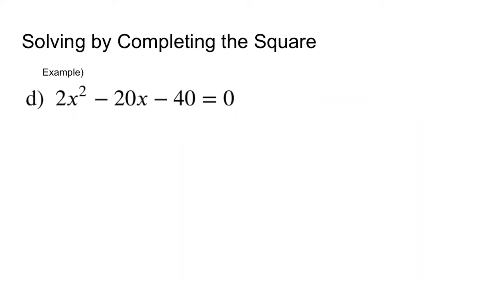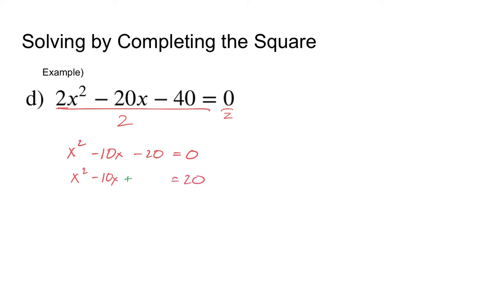Let's try another one. 2x squared minus 20x minus 40 equals 0. So again, that 2 right there is the problem. So we're just going to go ahead and divide everything by 2. That gives me x squared minus 10x minus 20 equals 0. I'll add my 20 to both sides to make room for the box. So I can say, what's in the box? Well, it's that negative 10 divided by 2 squared. So 5 squared is going to go in the box, which is 25.